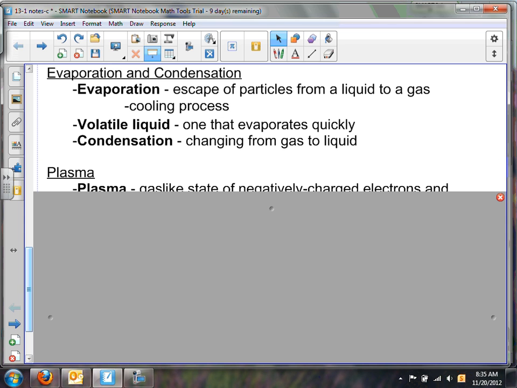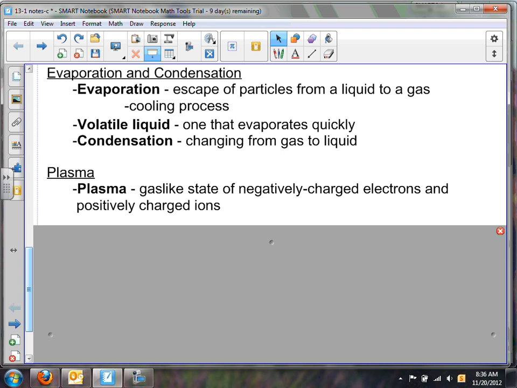Lastly is the last state, plasma. And just think of plasma the same as a gas. Plasmas are gas-like substances. They have indefinite volume. They're compressible, made up mostly of empty space. The only difference between plasmas and gases is that they're made up of charged particles. So you have negatively charged electrons and positively charged ions to make up plasmas. So if you take a gas, add enough energy to rip apart the molecule so you end up with charged particles, then you've turned your gas into a plasma.